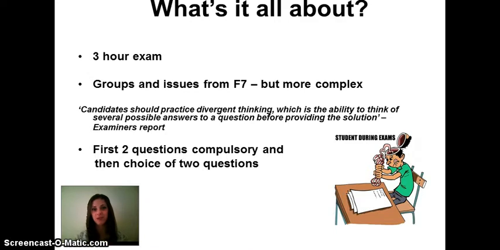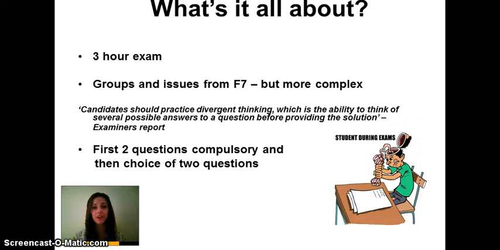Now, in the last examiner's report, the examiner said candidates should practice divergent thinking, which is the ability to think of several possible answers to a question before providing the solution. So what the examiner is really wanting here is not to know whether you can do the various calculations, or if you know the syllabus inside out. He is wanting to test your application of the calculations and the knowledge that you have to a scenario that he has specified within this exam. And the only way to be able to do this in the exam is to practice the questions and review the model answers just to see what they're trying to actually pinpoint within this exam.